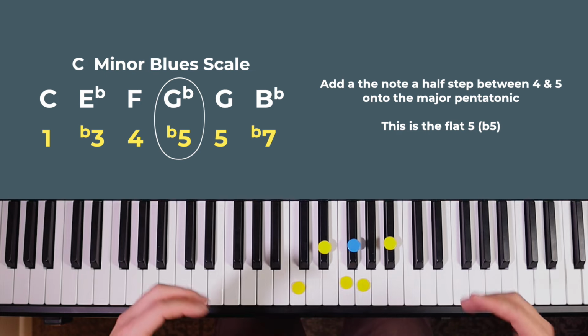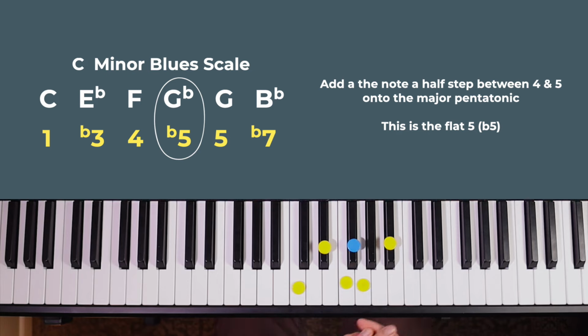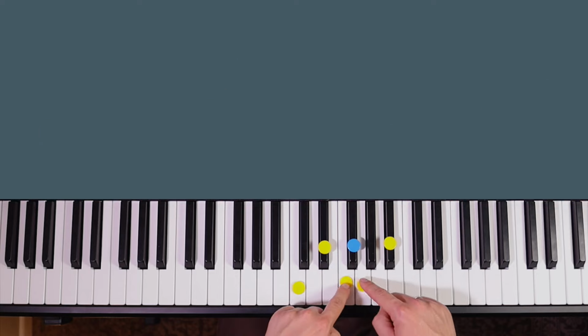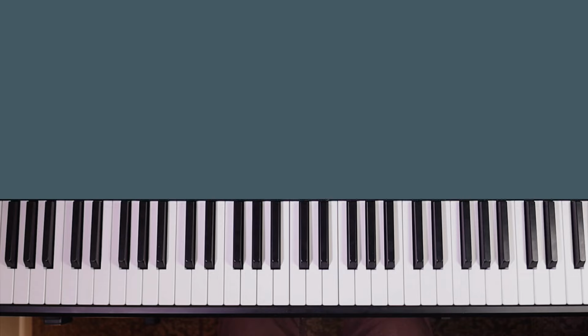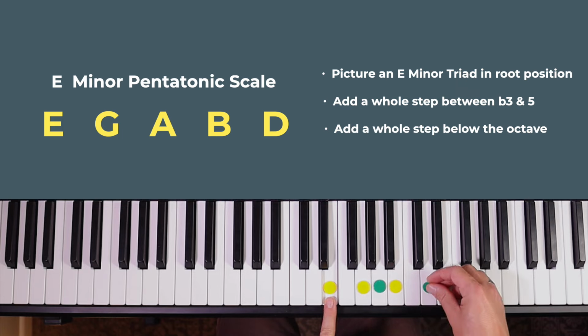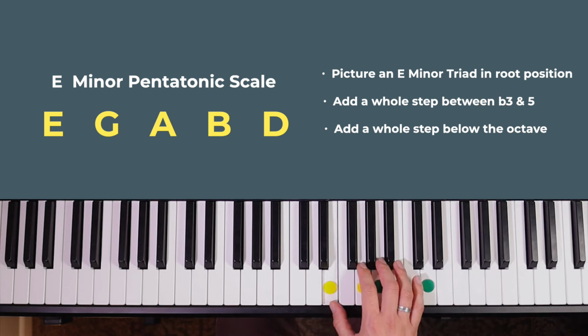So the minor blues scale is just the minor pentatonic scale plus the flat 5, which is the note in between 4 and 5. So let's see how this looks in a couple of other keys. To find an E minor pentatonic, picture an E minor triad, and then we're going to add the note a whole step in between the 3rd and the 5th, the minor 3rd and the perfect 5th. That's going to be here, so a whole step there and a whole step there. Then picture the octave, E to E, come backwards a whole step, that adds on the flat 7, and then we've got E minor pentatonic.